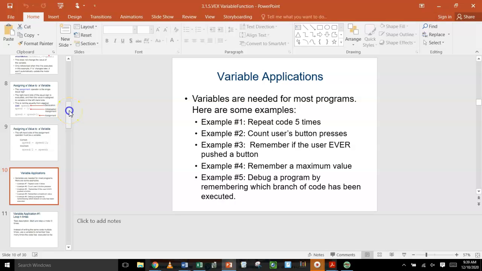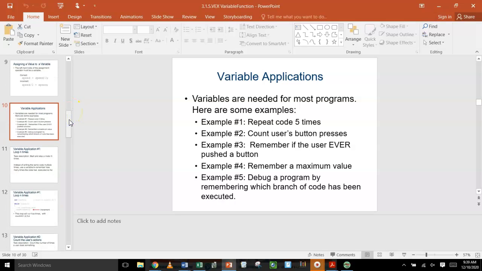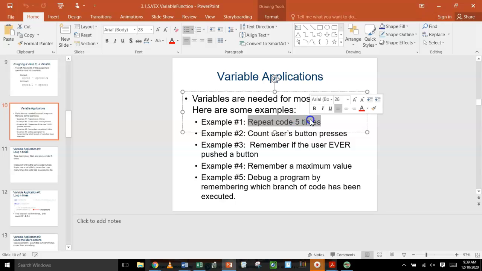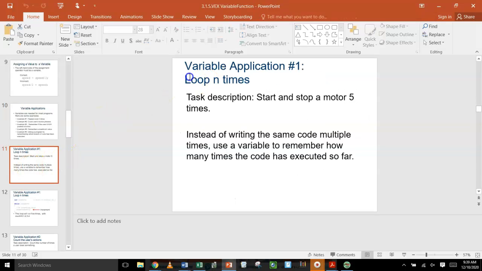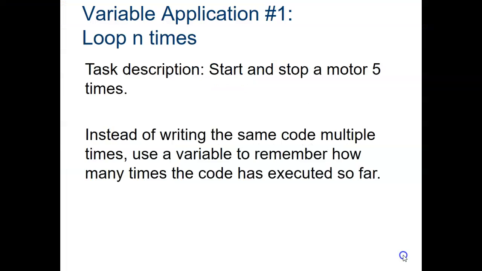Here are some of the different things that we can do with variables. We can repeat code a number of times. You can count a user's button press, and you saw me do that. You can remember if a user ever pushed a button, or you can remember a maximum value, or you can use it to help debug your code. Let's go through some examples of how you would do this. How would you do a loop 10 times? Instead of writing a code, just cutting and pasting code 10 times, you could make a variable so that it only repeats a certain number of times.